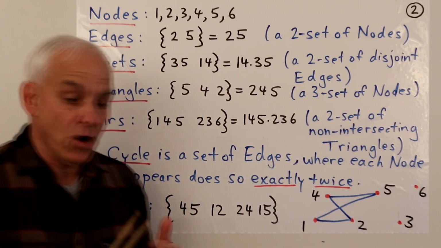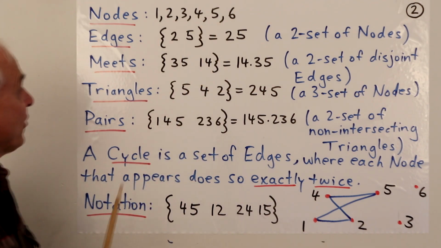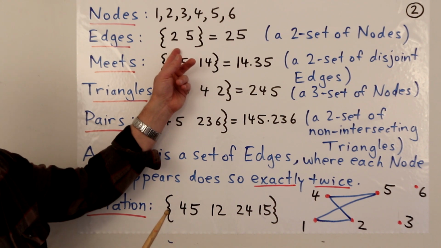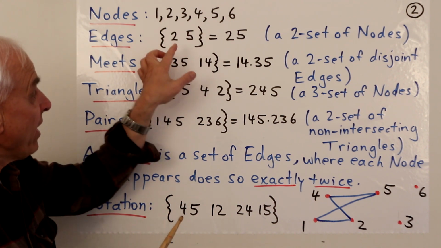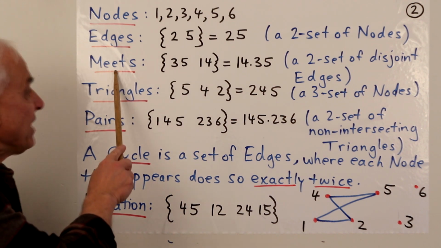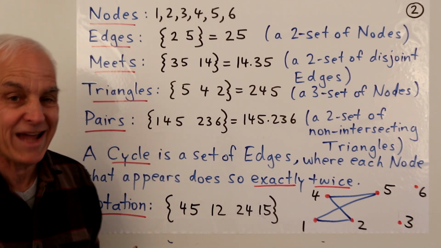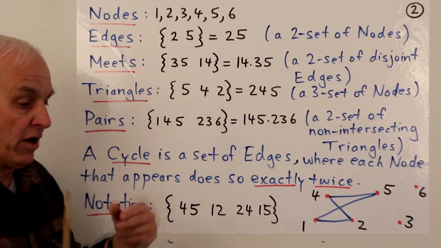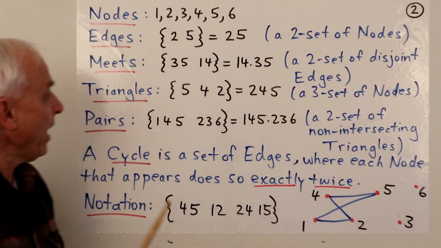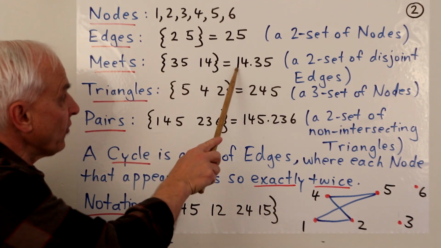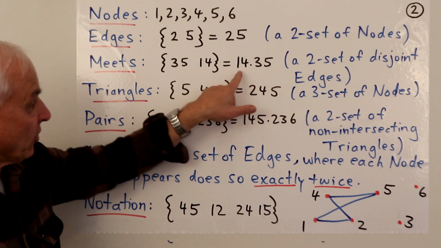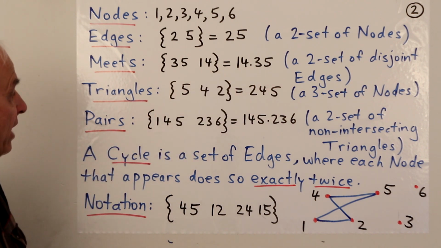Primarily the idea of the nodes, which are the numbers from 1 to 6. The concept of an edge, which is a 2 set of nodes, like this set consisting of the nodes 2 and 5, and here is our abbreviation for that edge, 2,5. And then a meet is a 2 set of disjoint edges. So there's an edge here, there's an edge here, and these edges are disjoint in the sense that they don't share any nodes. An alternate notation for that is 14.35, where we arrange things so that they are in increasing order and the lowest term is to the left.